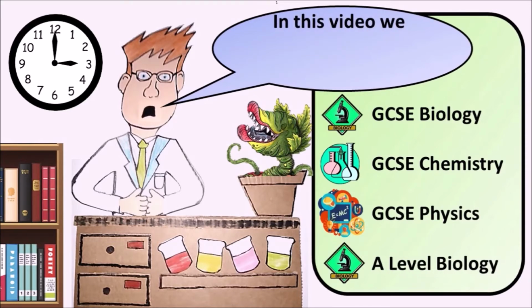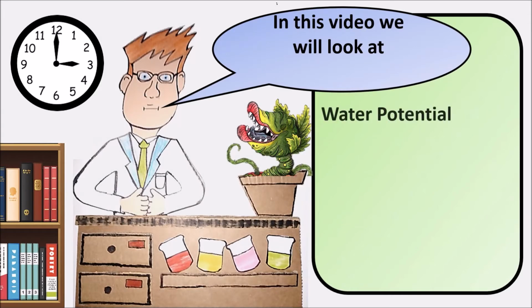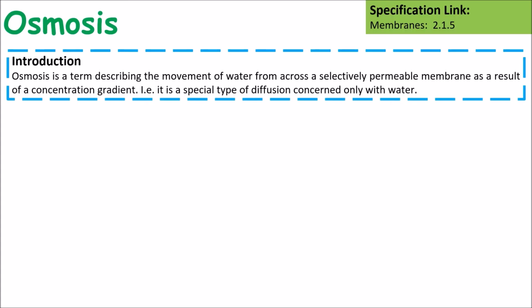In this video we will look at water potential, osmosis and some experiments that look at osmosis. So osmosis is a term that describes the movement of water through a semi-permeable membrane from an area of high concentration to an area of lower concentration.